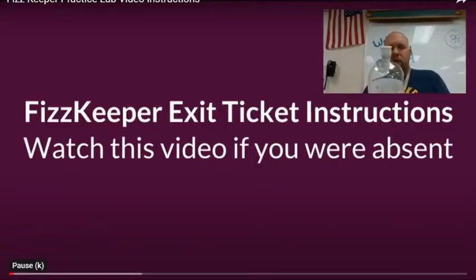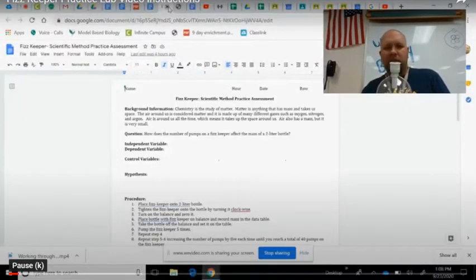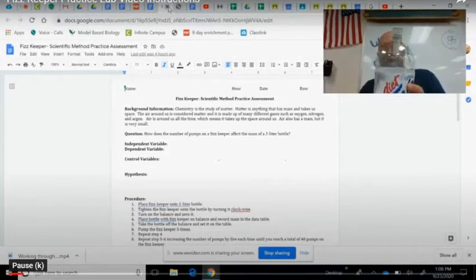What I'm going to show you today is the Fizz Keeper and the Fizz Keeper exit ticket that you're going to be doing. So what I have here is a 2-liter bottle with a cap on the end that has a plunger on it that you can pump air into the bottle.